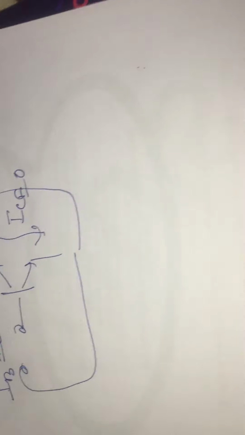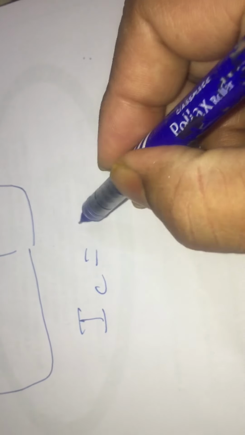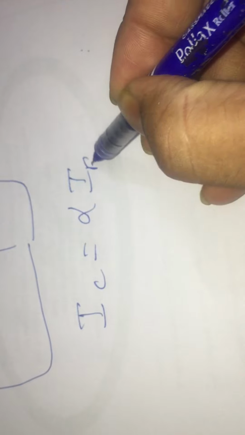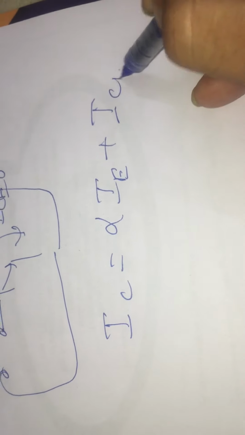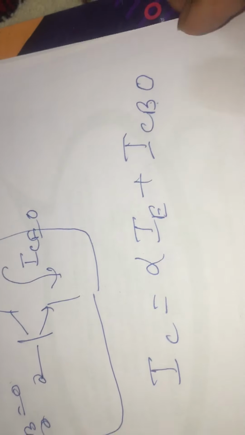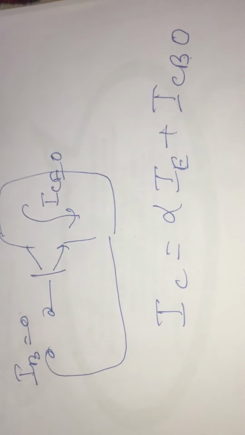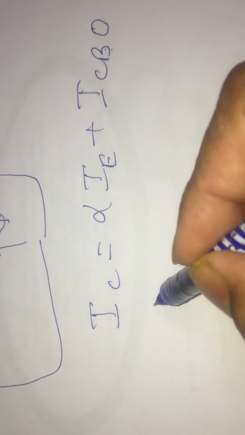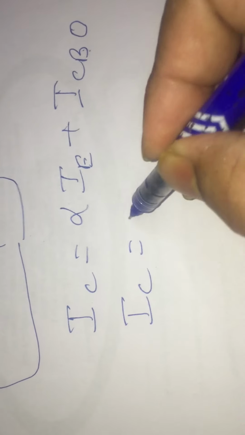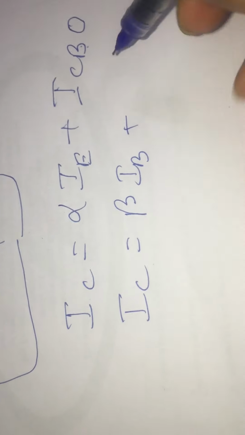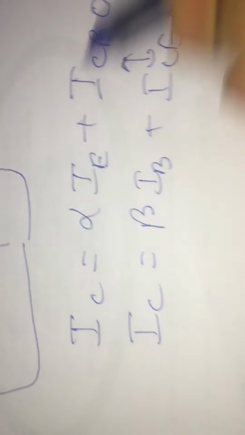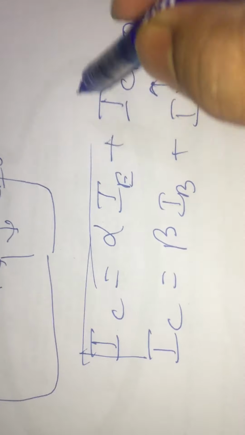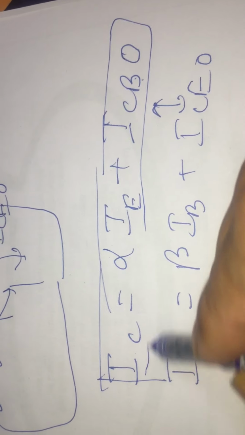Now what is the relation between ICBO and ICEO? We know that IC is equal to alpha IE plus ICBO. And there is a second relation: IC is equal to beta IB plus ICEO. So now we have to derive the relation between ICBO and ICEO. So we take this equation and derive the relationship. Try to derive the relationship.